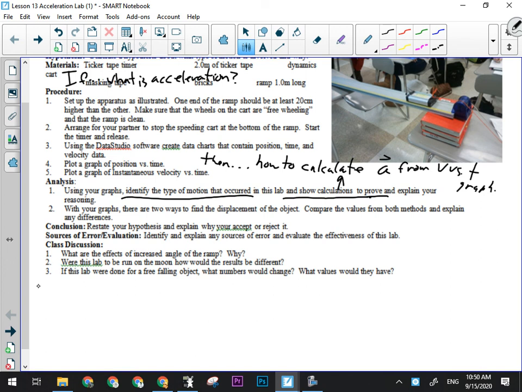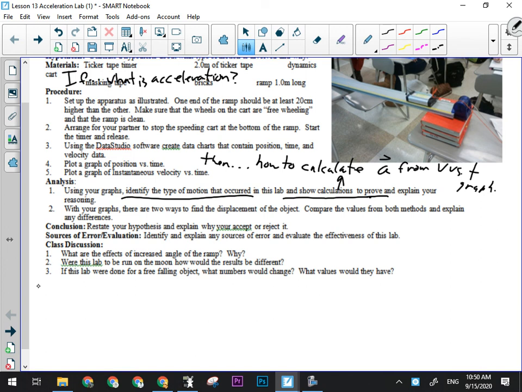That's the two questions in the analysis. You need to show me your work for that. Obviously, that needs to be in your lab report. If you do it on paper, take a picture of it and insert the picture. Then for your conclusion, copy and paste your hypothesis, and then based on the shapes of the graphs and the calculations you performed, did the object undergo accelerated motion? Can you accept your hypothesis?